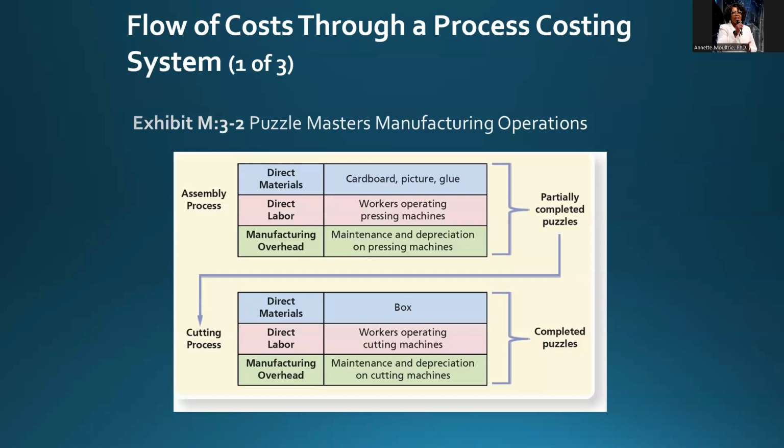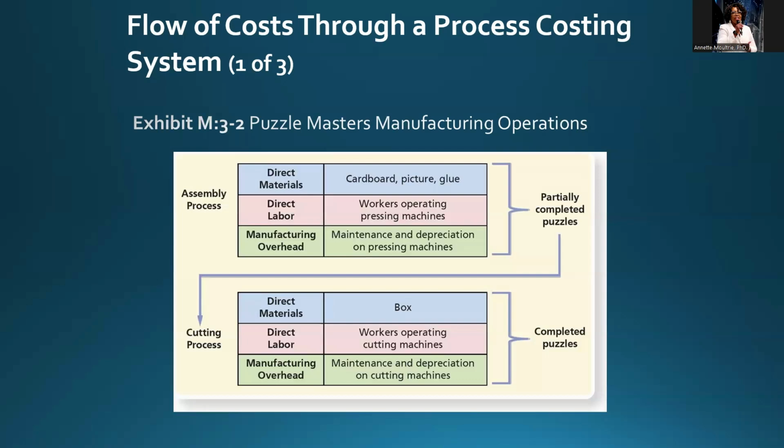Again, you have the printing process where you have the direct materials, which consists of cardboard, printed image, and then glue. You have the direct labor, and you have the manufacturing overhead. So in the direct labor, workers are responsible for operating the printing and the pressing machines. And in the manufacturing overhead, machines, maintenance, and depreciation of the printing process. Now, this is in the printing process, okay?